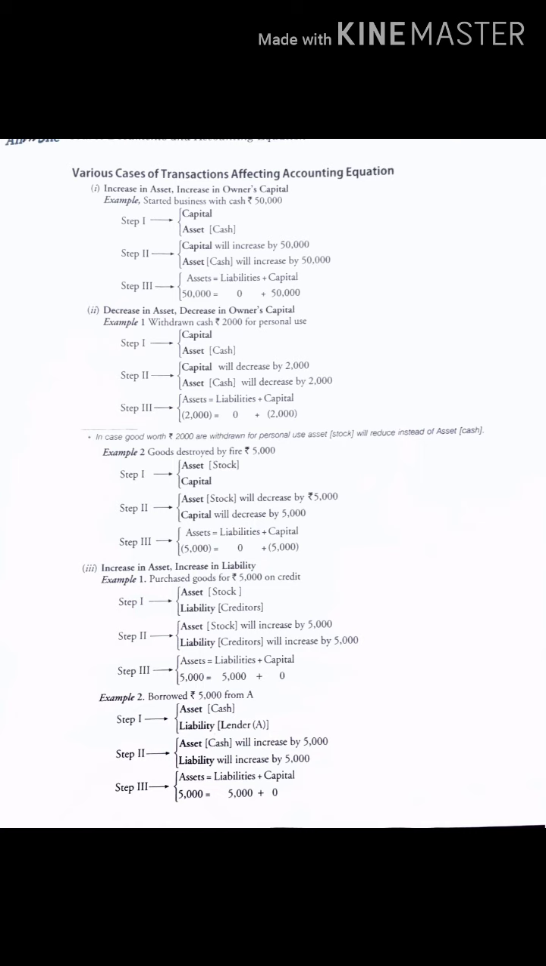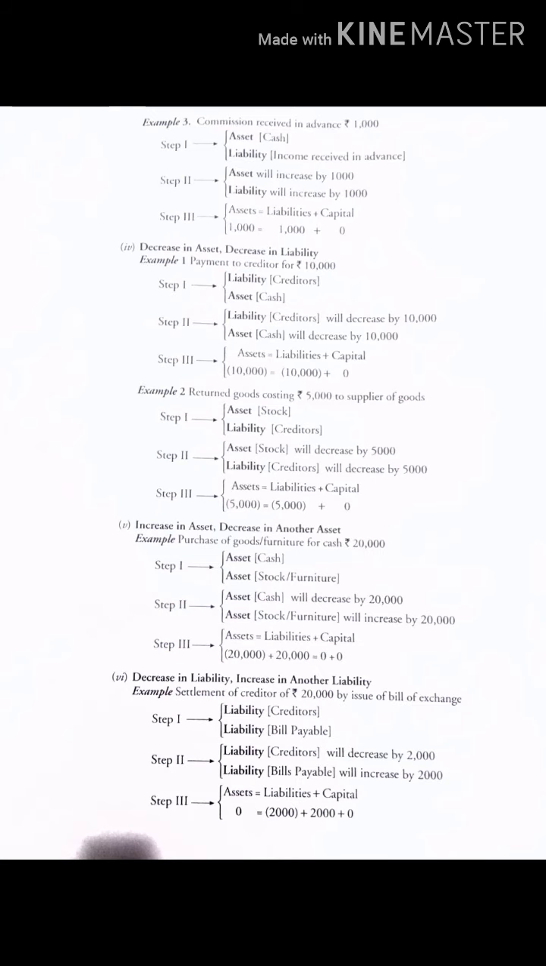Again I will check my equation. 5,000 is my assets, 5,000 is a liability, no capital. Okay, so assets equals liabilities plus capital. Fine, so it is balanced, 5,000 on both sides. Am I clear? Now let's take one more example related to the same situation.